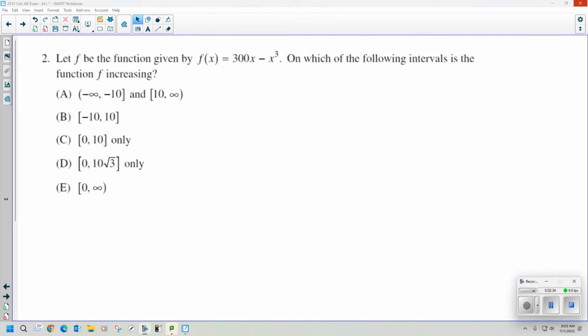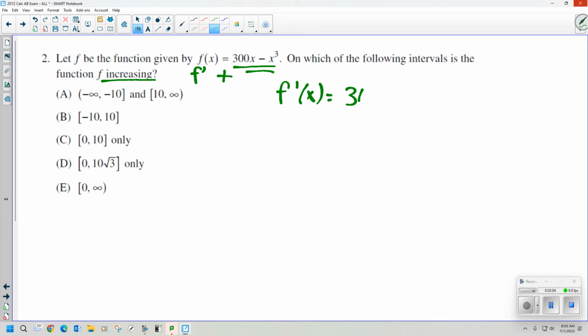Number 2 reads, let f be the function given by f of x equals 300x minus x cubed. On which of the following intervals is the function f increasing? All right, increasing. That means my first derivative is positive. So let's first find the first derivative. First derivative of this would be 300 minus 3x squared.